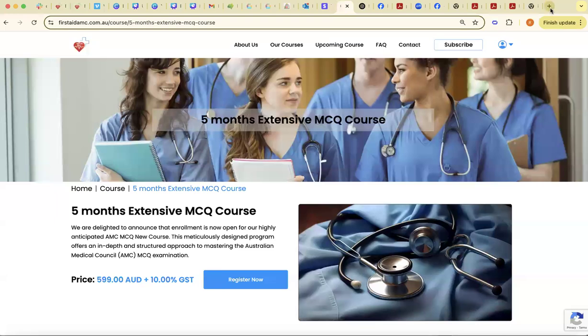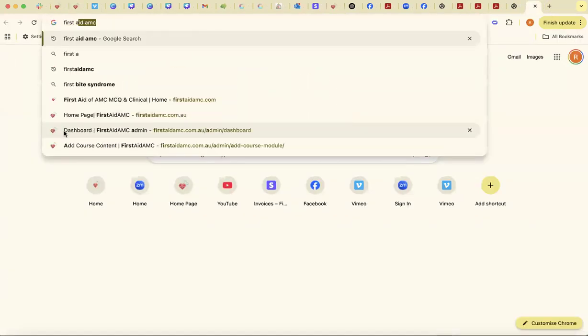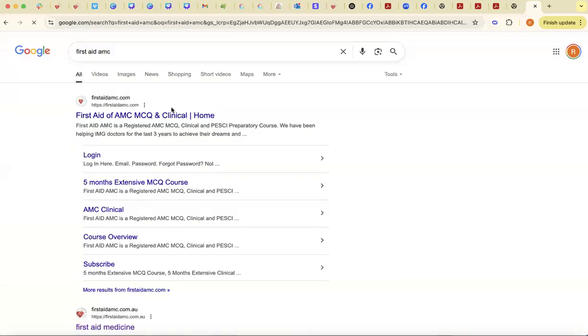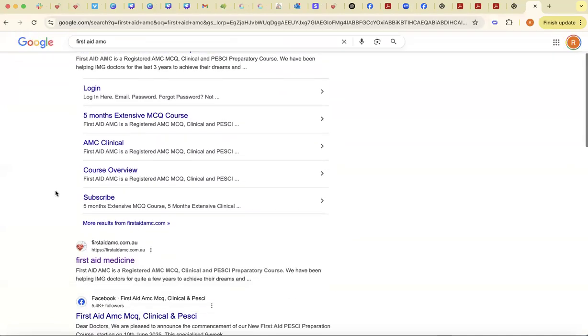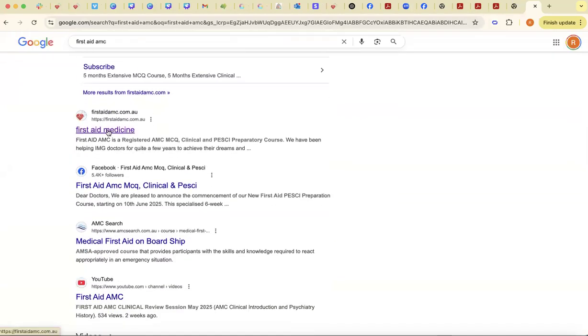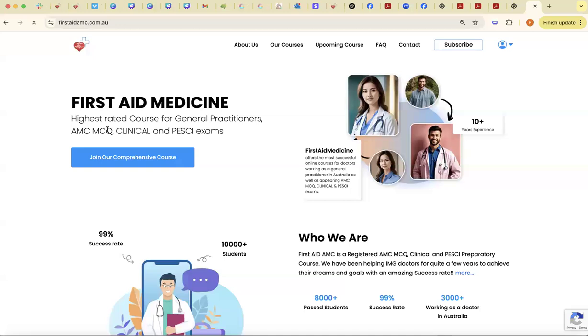So how to search for it? If you search First Aid AMC on Google, you will see our old website. We are no longer using this for you. First Aid Medicine is the one we are using nowadays. That will be your course portal, and it is really updated. It is a super fast experience. We have done this for your betterment.